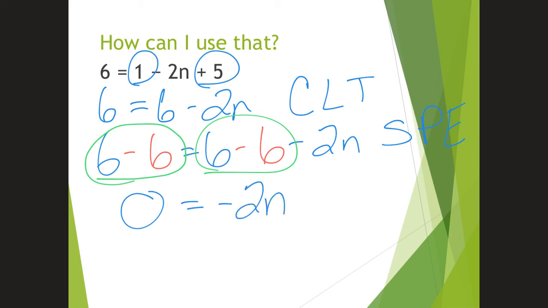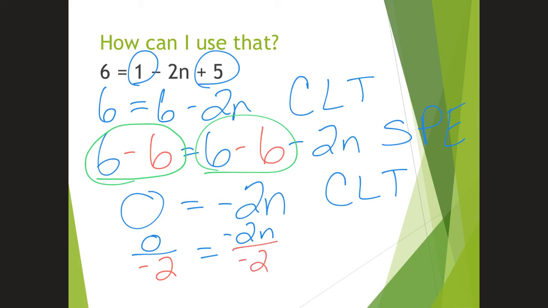I don't want to know what negative 2n equals. I want to know what n equals. So now I'm going to divide both sides by negative 2. And so I will simply end up with 0 equals n. What I did here was our division property of equality. And I got n equals 0.